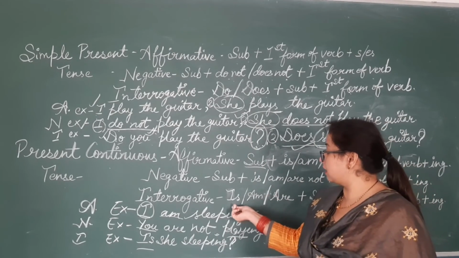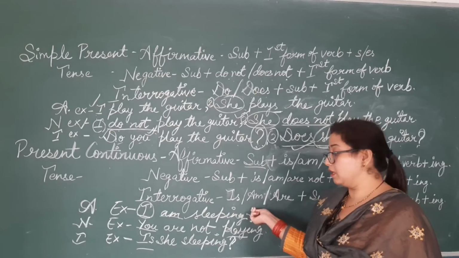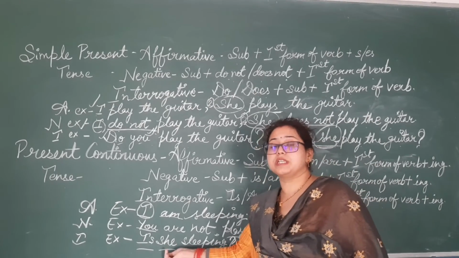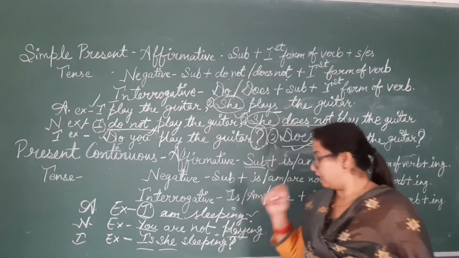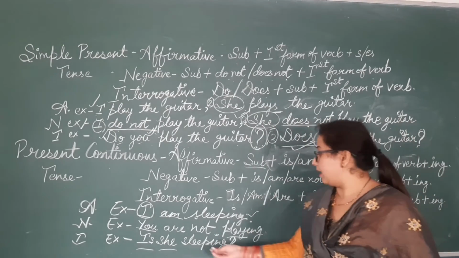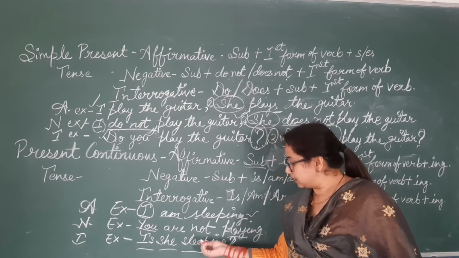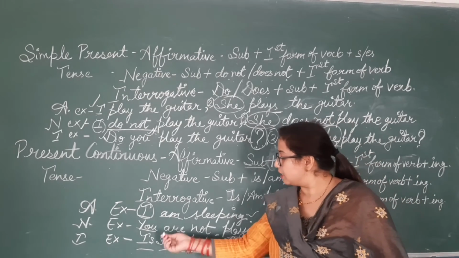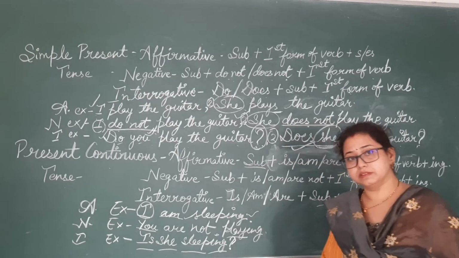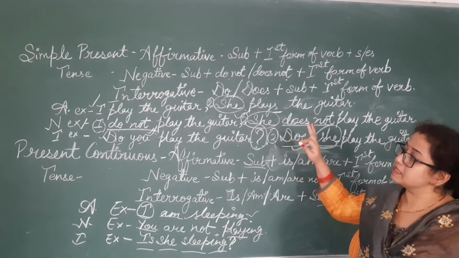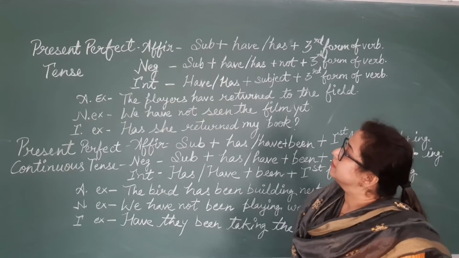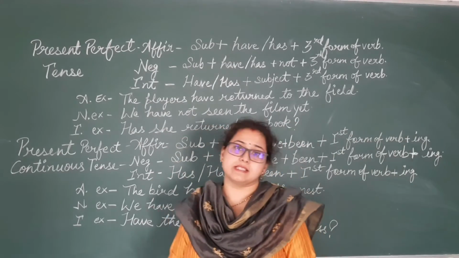Firstly, we have to take the helping verb is, am, or are according to our subject. Here my subject is she. She is a singular pronoun. The first form of the verb is sleep, plus ing. So my sentence would be: is she sleeping? So these are two parts, simple present tense and present continuous tense. Next is present perfect tense.